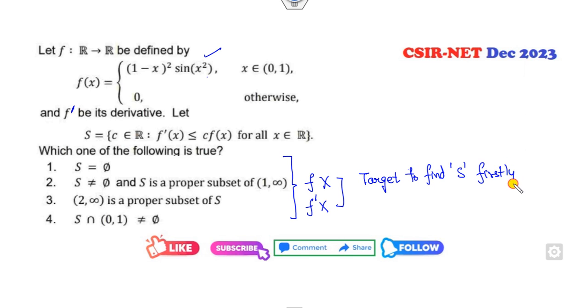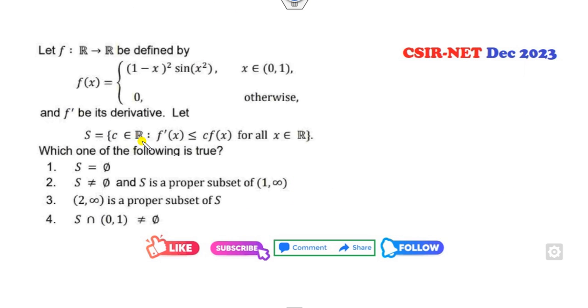Fine. How can you find S? S is dependent on c. So basically your target is to find c. Fine. Now how can you find c? Look at that. c belongs to R such that this condition holds. So I can see f' minus cf is less than 0. Fine. This is the case here.